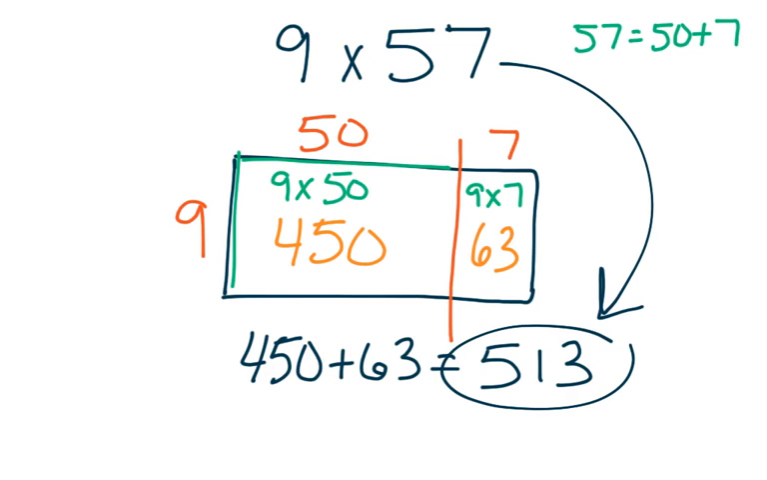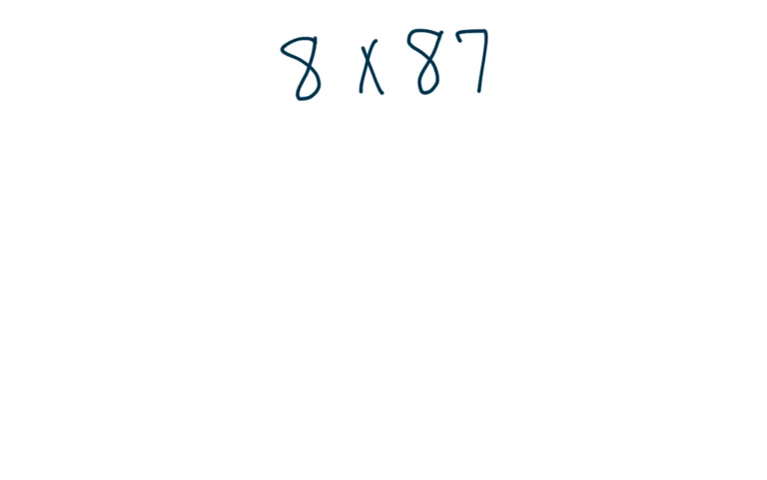Check that product out. Check your partial products. Make sure you got the same partial products that I did and the same final product. And let's do another one. We're going to get even bigger with this next problem. We're going to multiply 8 times 87. 8 times 87.